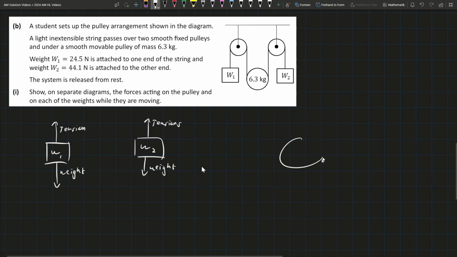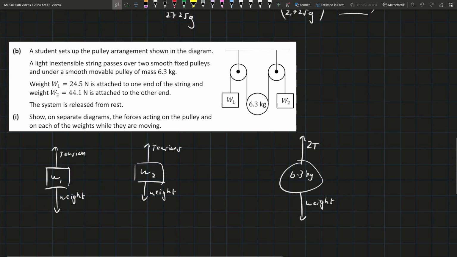And then finally, for the pulley, 6.3 kg, it has the weight pulling it down. And then it has, because there's string on either side, the force pulling it up is equal to 2T, not just T, because we have tension pulling it up here and tension pulling it up here. So they are all the forces acting on the things.